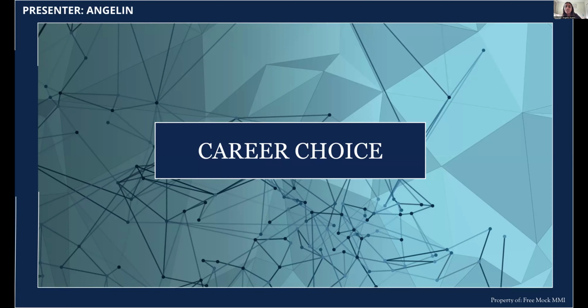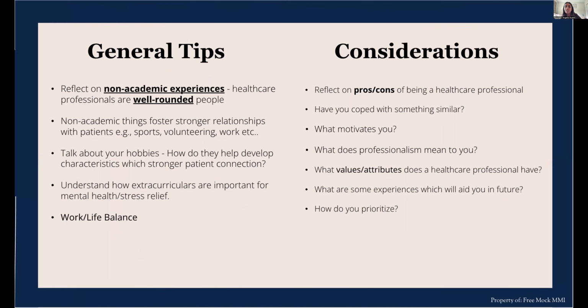So we're looking at career choice first. So yeah, the question's probably going to be something general about healthcare professionals rather than a specific question about your career. Because I'm pretty sure the reviewers don't know what program you're applying for, so it'll be something like, why do you want to be a healthcare professional rather than why do you want to be a doctor? So just to clear that up.